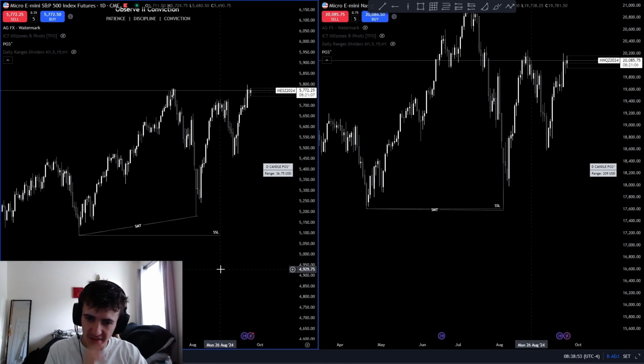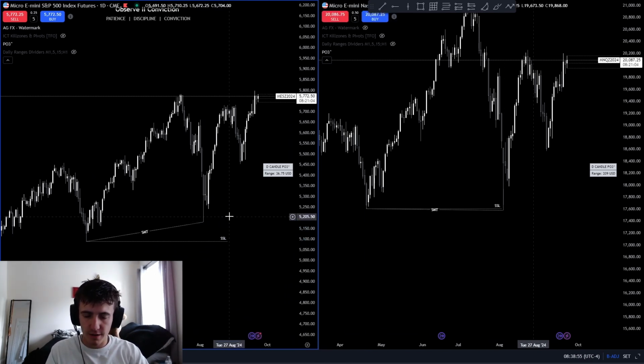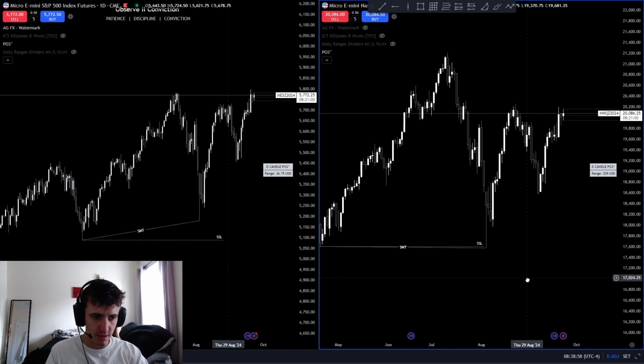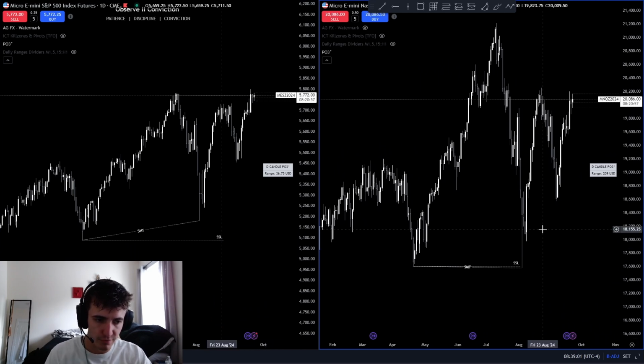So why do we think we have ES way higher than NQ? Because NQ took the level and ES did not. So as you see, there's another SMT there. So you can pair this with other trading confluences to help add more conviction to your setups and things like that.